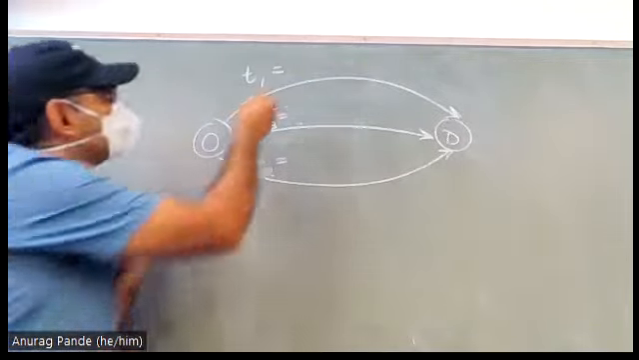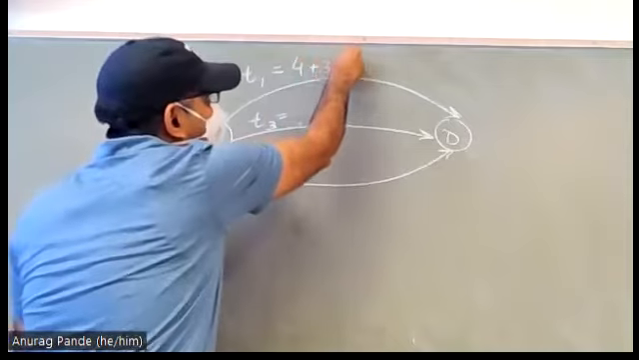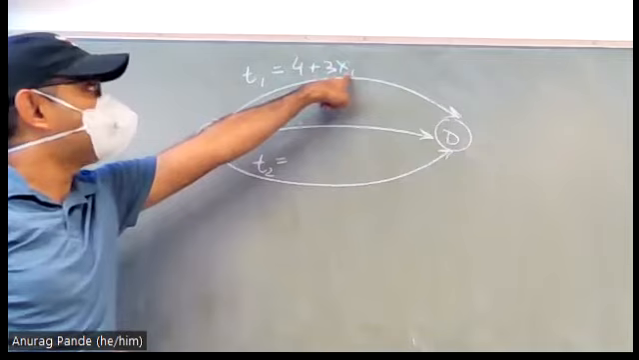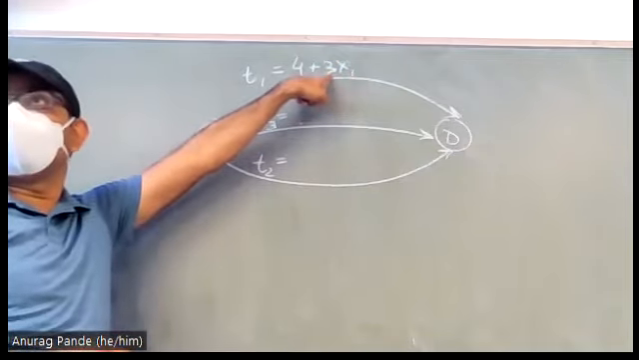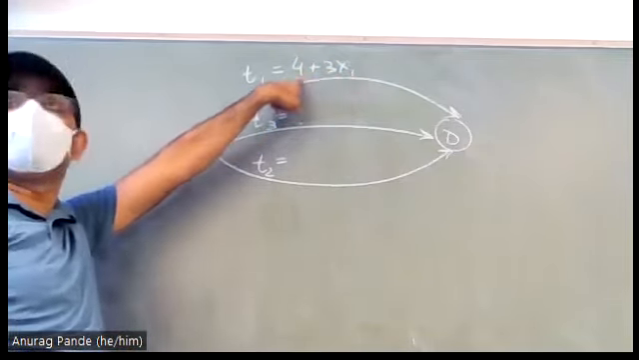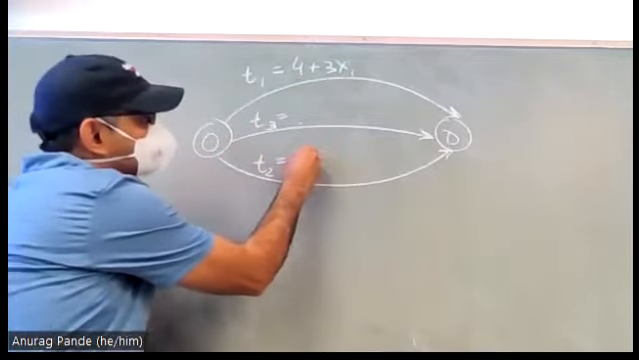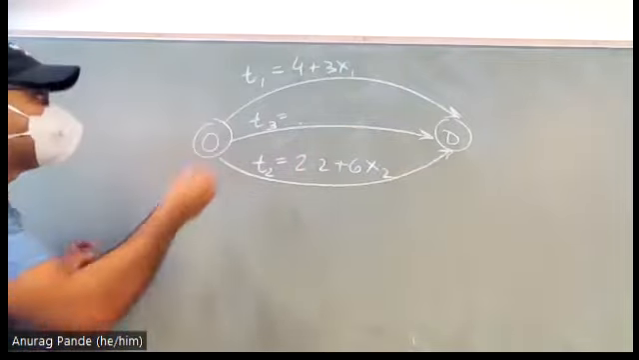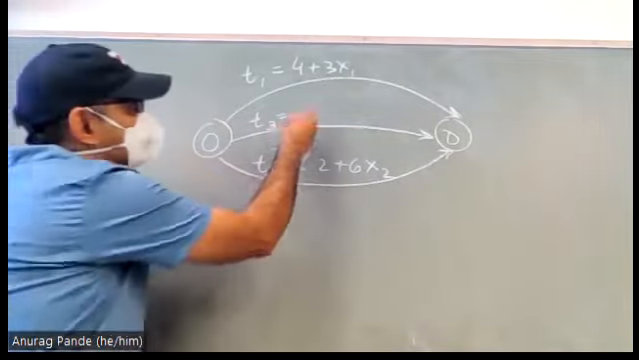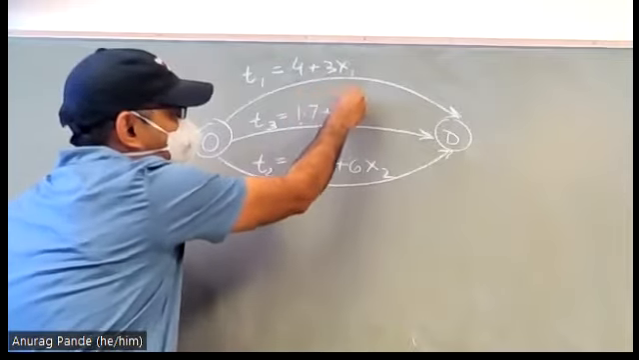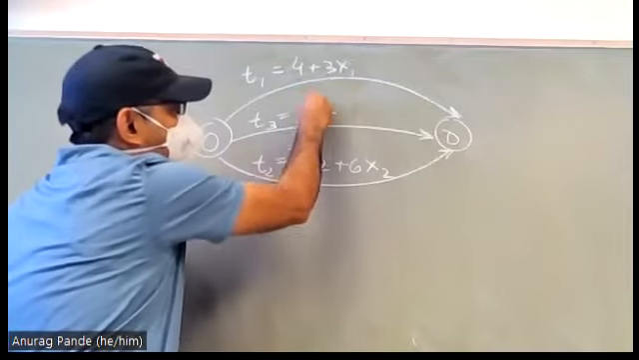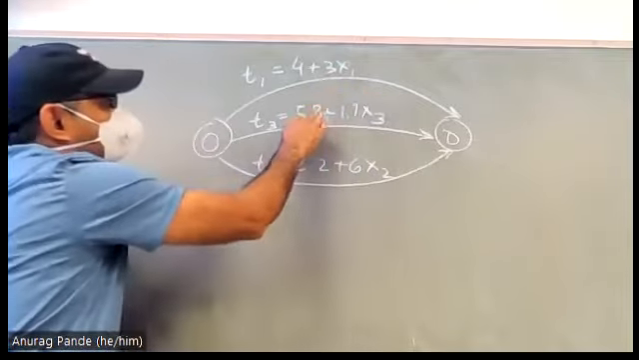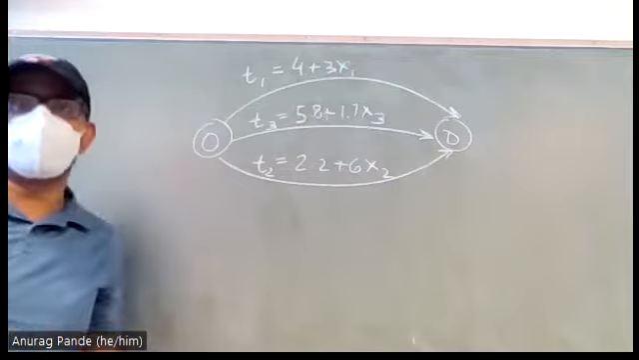It was 4 plus 3x1. 4 plus 3x1 for T1. So basically what that tells me is that anytime you add thousands of vehicles per hour, it adds 3 minutes to the travel time on the route, and the free flow travel time is 4 minutes. And then what was T2? 2.2 plus 6x2, thank you. And then T3 is the newly added route, which I believe was 1.7 plus, no, 5.8 plus 1.7x3. That's right, 5.8 plus 1.7x3.